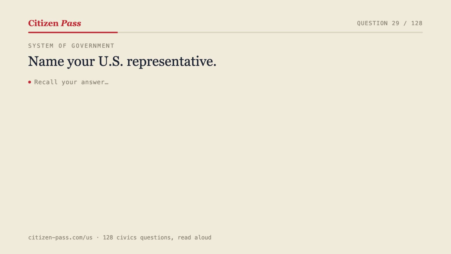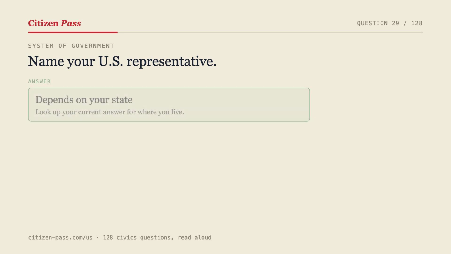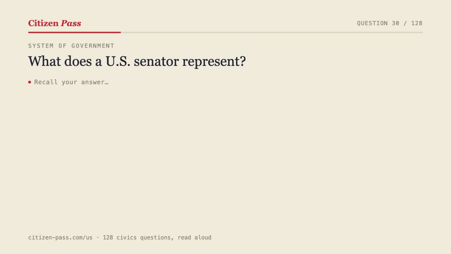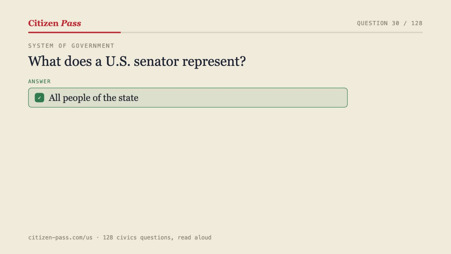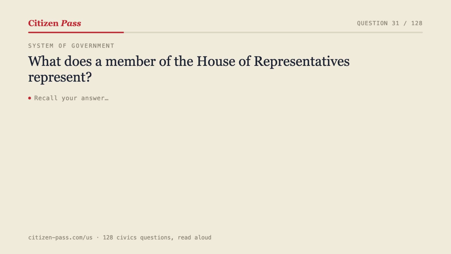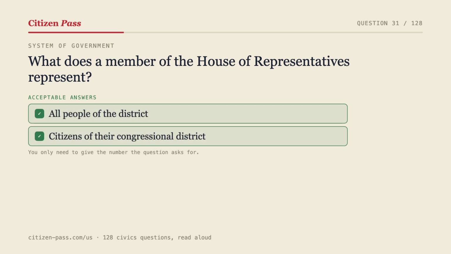Name your U.S. representative. This one depends on your state. Look up the current answer for where you live. What does a U.S. senator represent? The answer is all people of the state. What does a member of the House of Representatives represent? Acceptable answers include all people of the district or citizens of their congressional district.